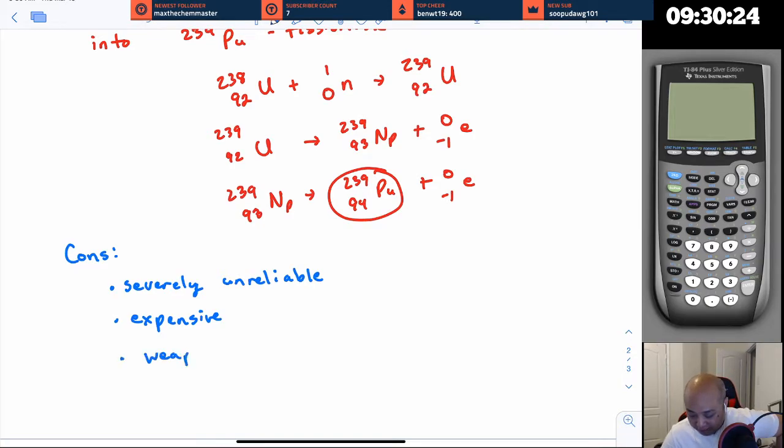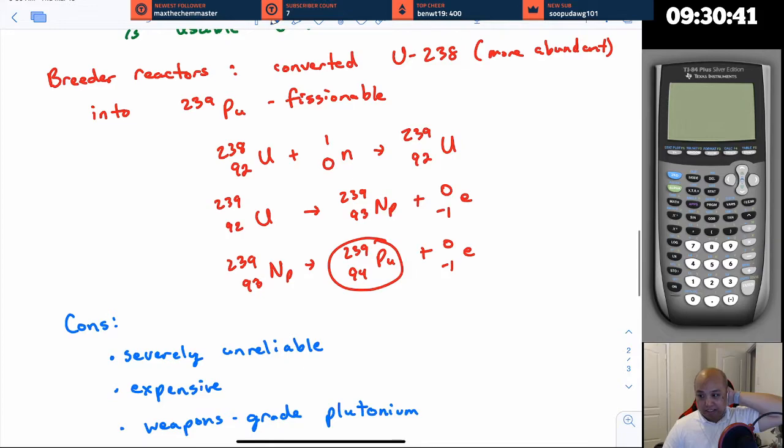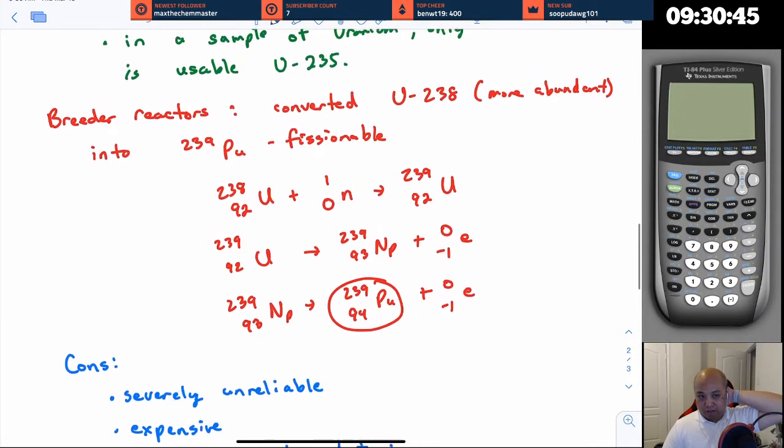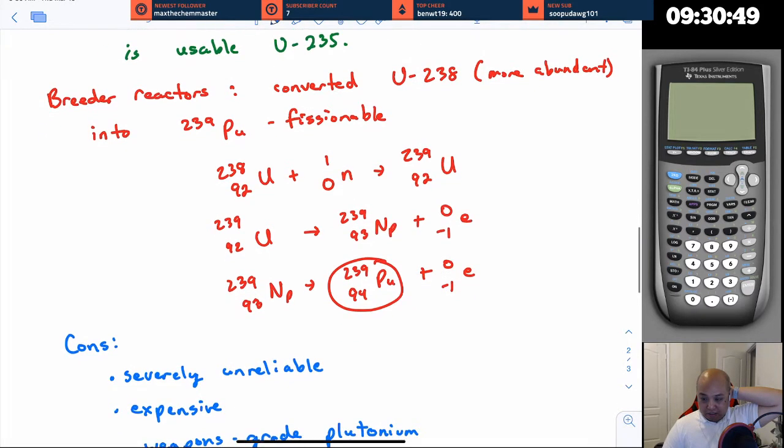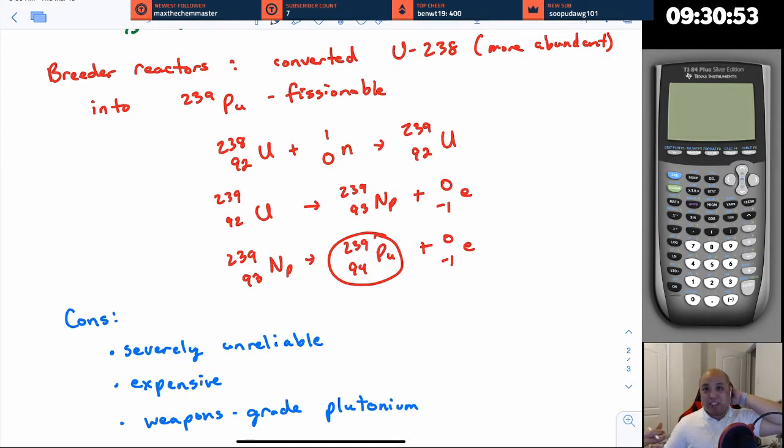And it turns out that the plutonium you make there is actually weapons grade. So, one of the major cons is that the breeder reactors make weapons-grade plutonium. And so, it's kind of hard to keep track of that. And countries would easily be able to convert that into nuclear weaponry if desired. And so, those are three of the big cons. And that's why a lot of countries have kind of gone away from breeder reactors. I don't think there are many breeder reactors left in the United States. But they are sometimes used.